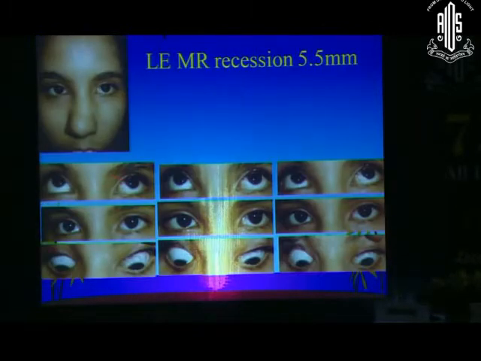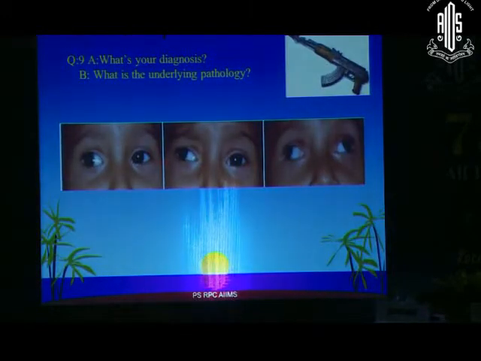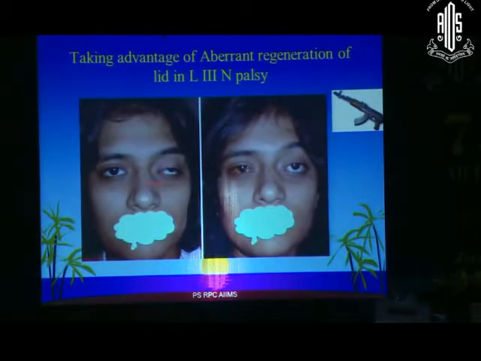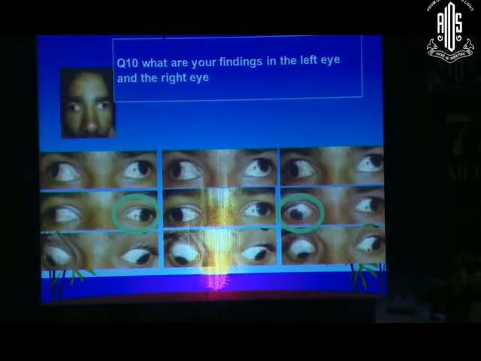Another case of Moebius syndrome, and what they may require is MR recession, both the eyes. This is a synergistic divergence. An abduction on the right side is there, but when you ask him to look on this side, the abduction has become more than what you see on the right side. It's a simultaneous abduction. Then aberrant regenerations, you can operate on the other eye, as we talked about, fixational duress surgery.